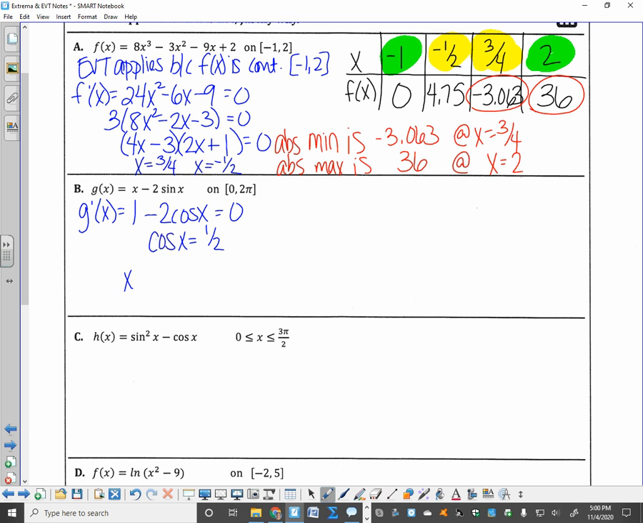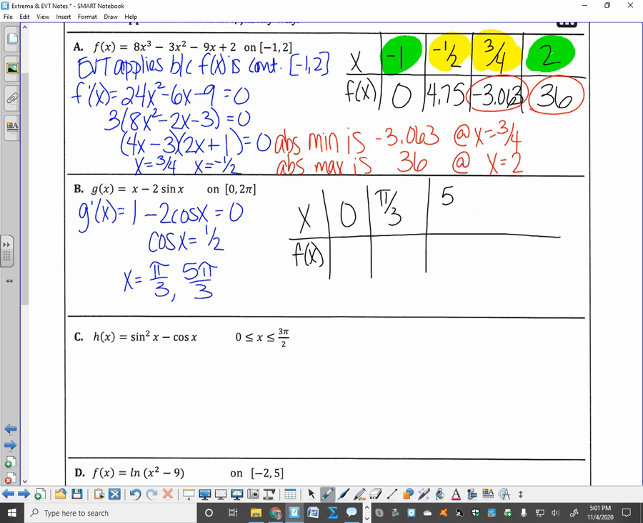All right, so then I'm going to go to my unit circle, and find where cosine is positive. Pretty uglies are the ones that are far away. So pi over 3, and the one in the fourth quadrant, 5 pi over 3. Okay, so then I'm going to do my candidates test. So my x's and then f of x. Now notice I'm plugging into the original function, not the derivative. So I have a 0, a pi over 3, a 5 pi over 3, and a 2 pi.